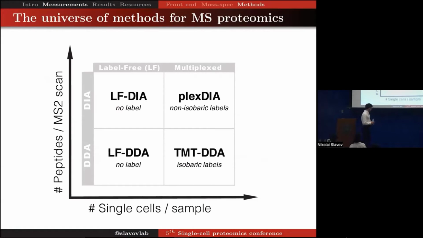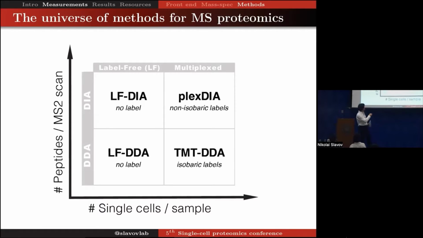So all of the existing mass spectrometry methods can be categorized based on the degree to which they multiplex either samples or peptides. How many peptides are analyzed at the same time, how many single cells or otherwise samples are analyzed in the same time.